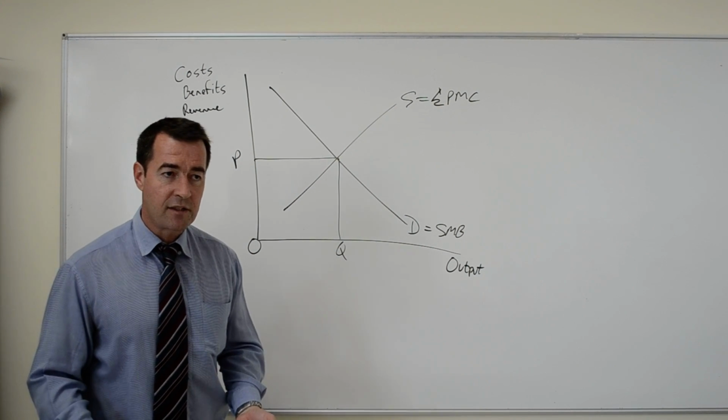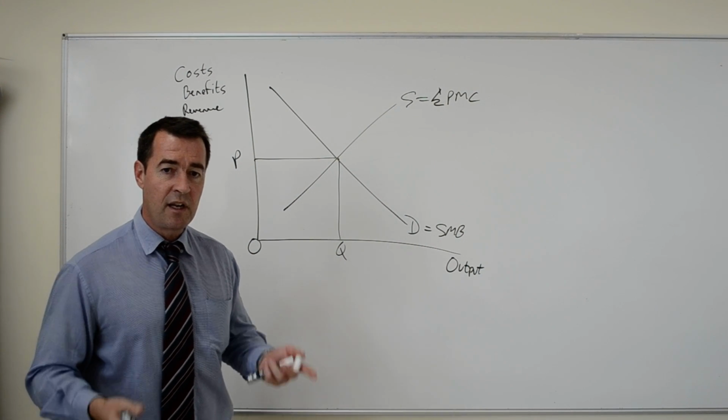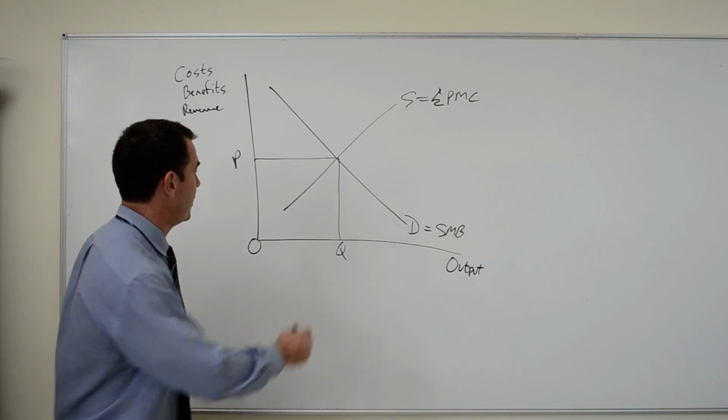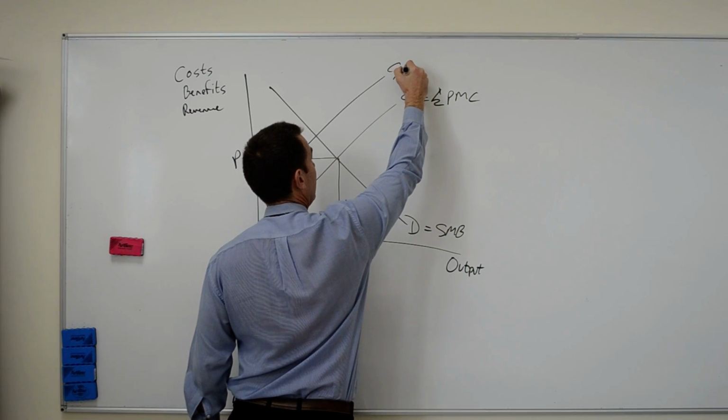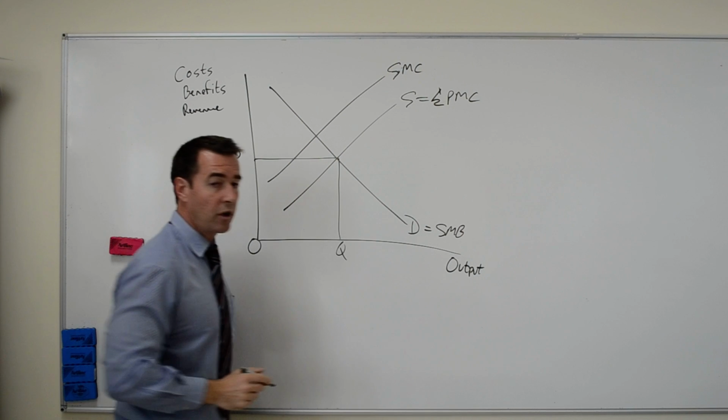However, the externality means that the cost to society is greater than the cost to the private firms. And we draw in another curve, SMC, to show the social marginal cost.